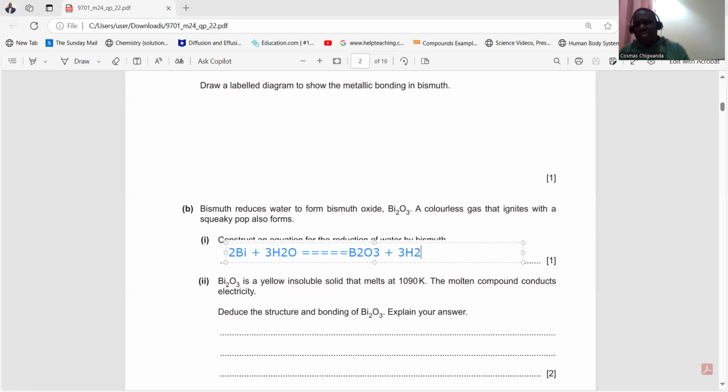At A level, they will just say equation, but because you have this background of balancing equations, you are supposed to write an equation which is balanced. Never write an equation which is not balanced at A level. That is not acceptable.